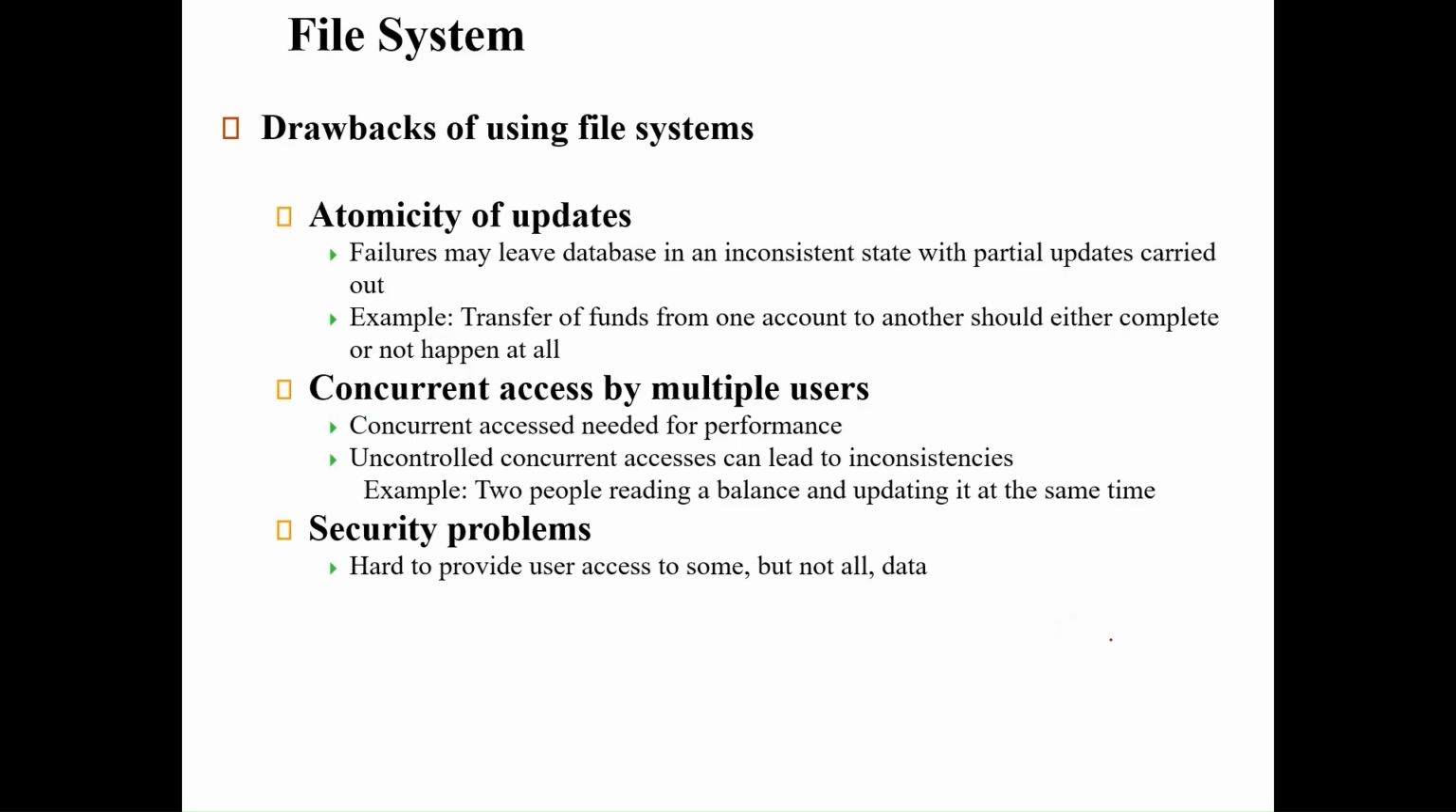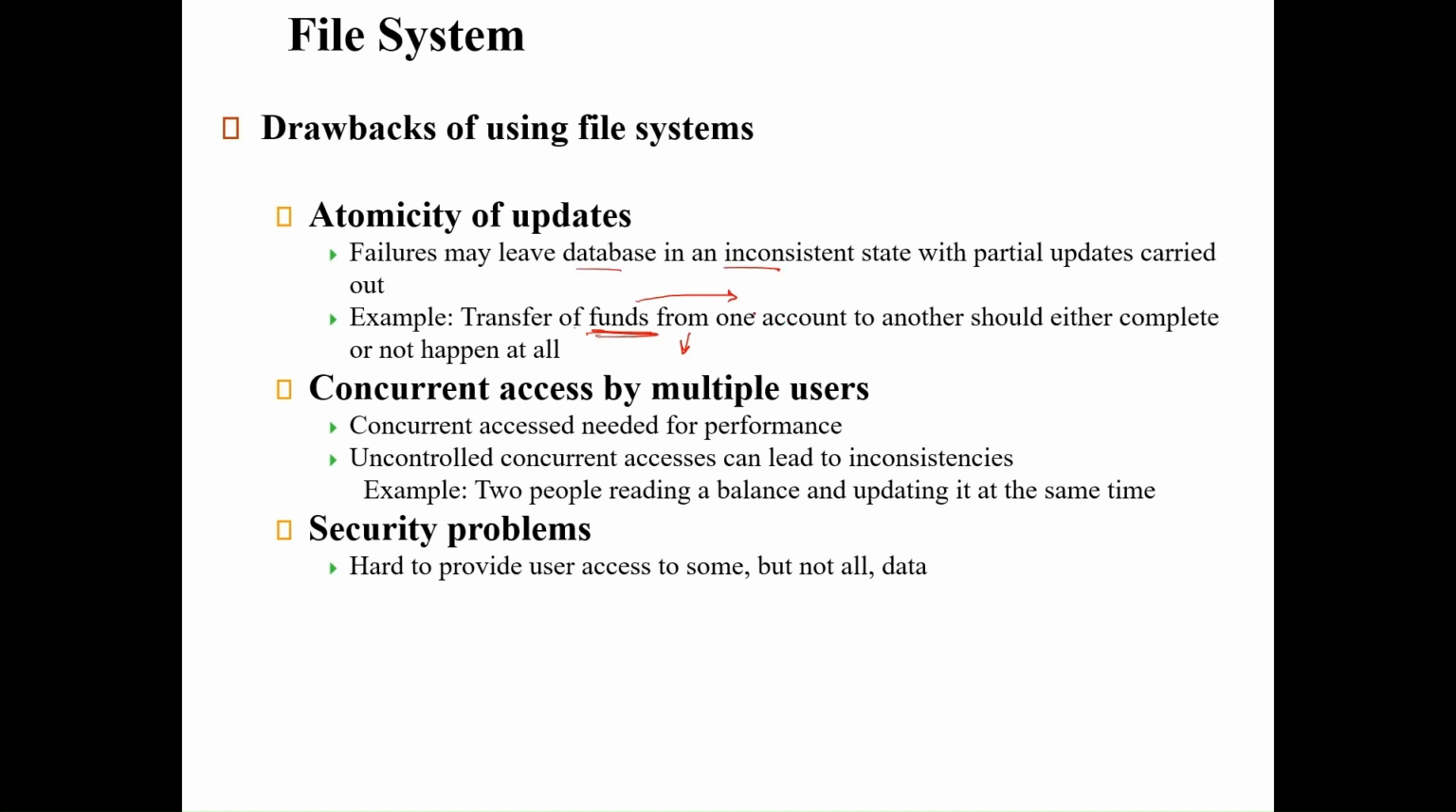Atomicity means failure may leave the database in an inconsistent state with partial updates carried out. For example, a transfer of funds from one account to another should either complete or not happen at all. When we perform a transaction on a database, maybe the account database or the bank database, where we transfer funds from one account to another, and there is a failure in between, it leaves the database in an inconsistent state. This means the transfer of the amount happened, but depositing into the other account did not happen.